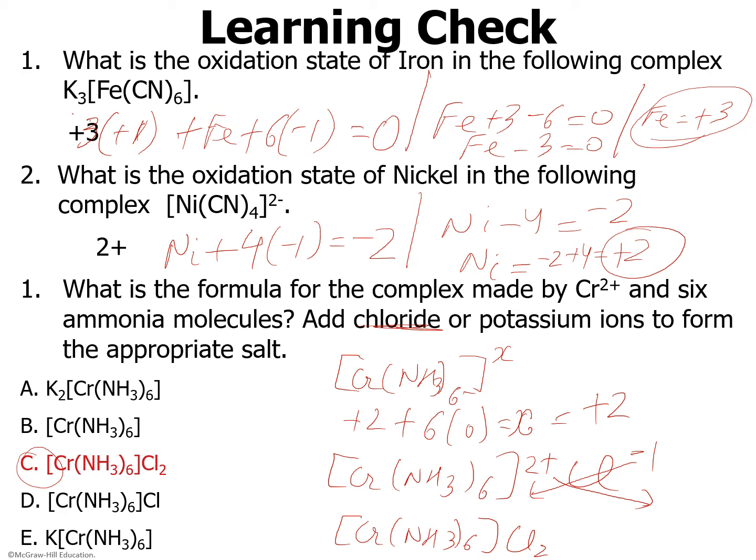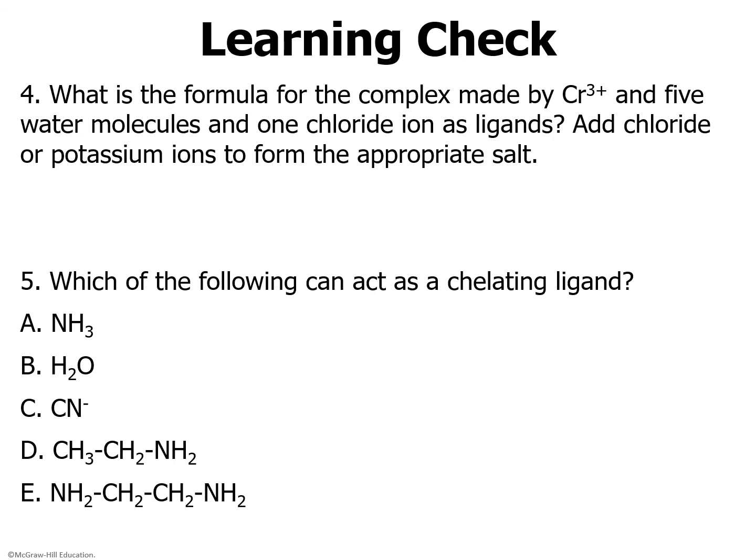There you go. It shows you all the answers and how we got them. Now let's move on and try a couple more questions. What is the formula for the complex between Cr and 5 water molecules and 1 chloride ion as ligand? So it's telling you there is 5 water and 1 chloride, and all of them are ligands. Add chloride or potassium ion to form the appropriate salt. Cr is the metal ion. Then I have water molecules, 5 of those, so water times 5. And then there is 1 chloride. So don't forget that there is 1 chloride as a ligand, meaning this is acting as a ligand.